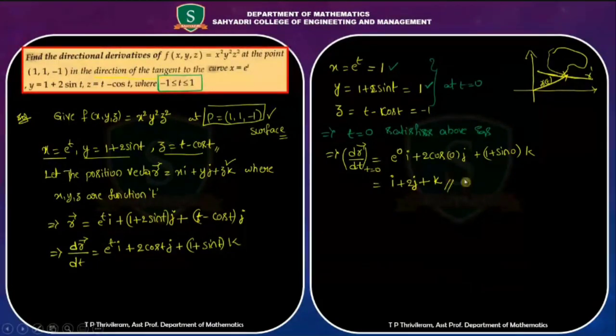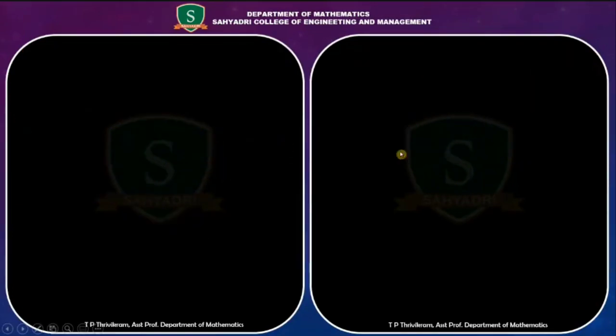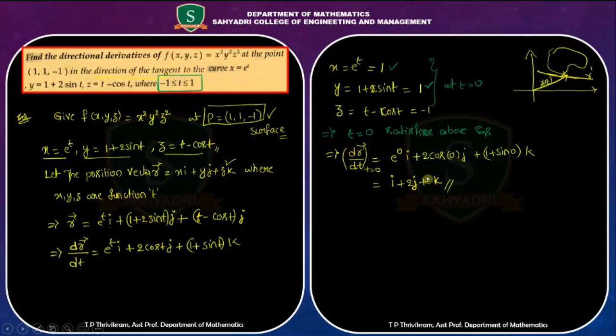Okay. Once you have found that vector, the procedure is the same. You need to find del f, and using del f, we'll do the dot product with this vector. Okay, so let us find. So dr by dt you have to write here, dr by dt at t equal to 0. Okay, now what is n cap for this?